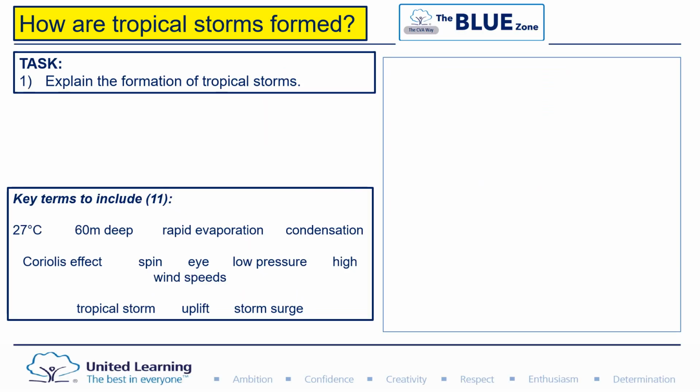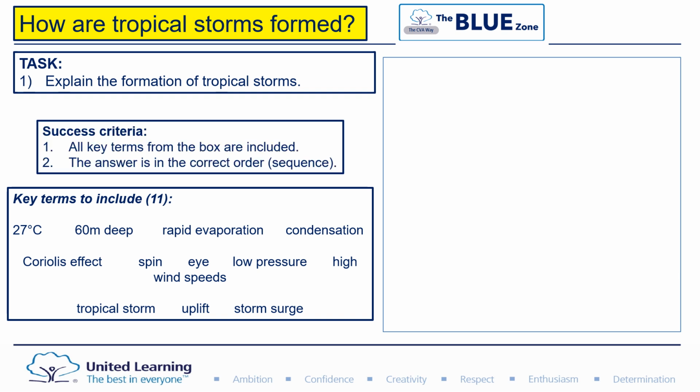So what I want you to do now to practice that you can explain these 5 steps, so I want you to put it into a piece of writing for me, and I want you to explain the formation of tropical storms. As a success criteria, it says use all the key terms from the boxes and make sure it's in the correct order. So I'll show you a model of what success looks like.